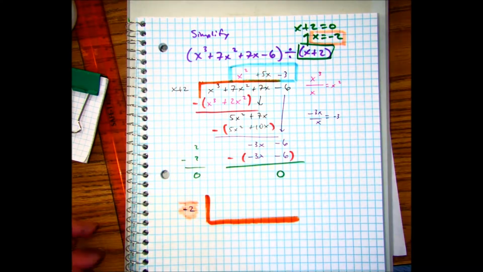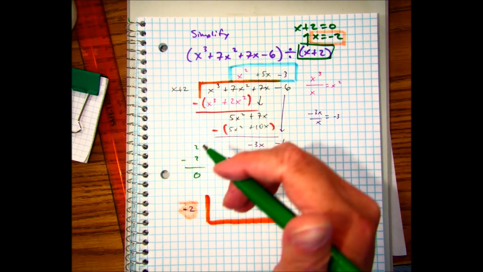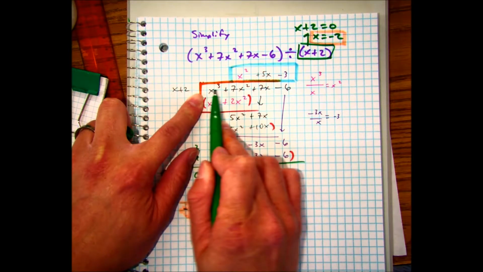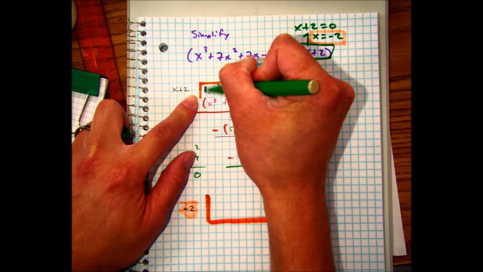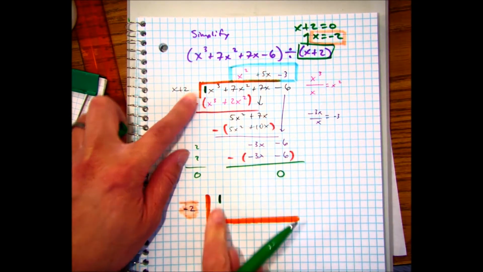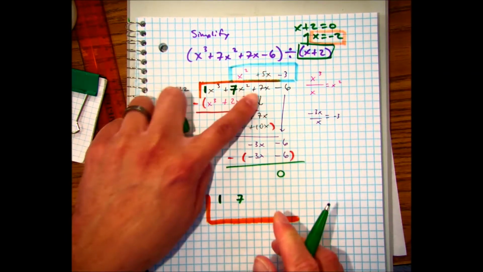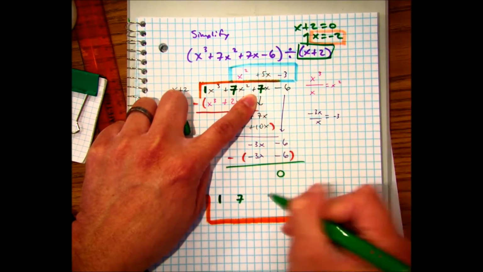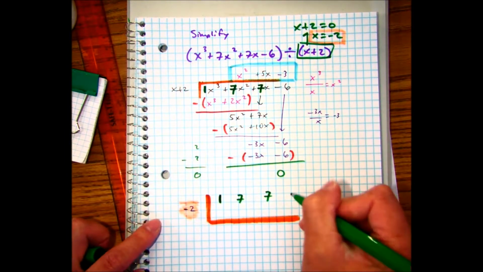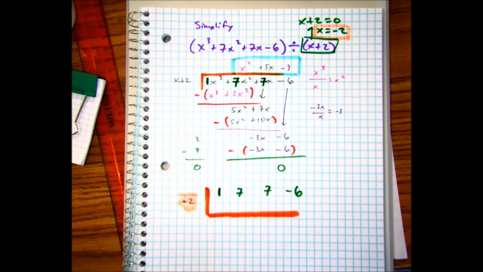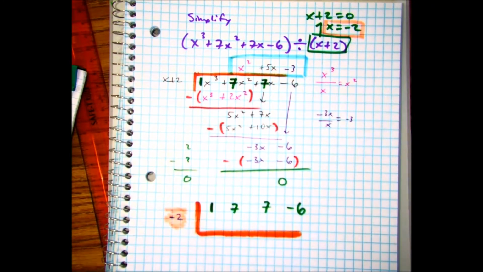Alright, so before I do that, I need my coefficients. I get my coefficients by the numbers in front. Now I want this in descending order. I want to make sure I have any placeholders, so I have 1, 7, 7, and class, what's the last one? Negative 6. Raise your hand if this looks familiar. Good. Thank your teacher from last year.